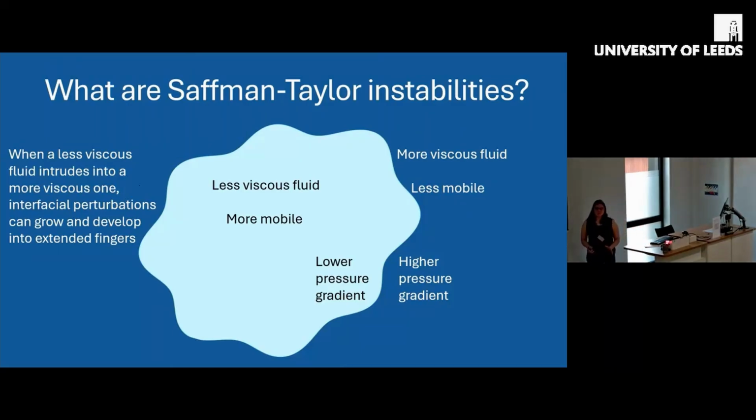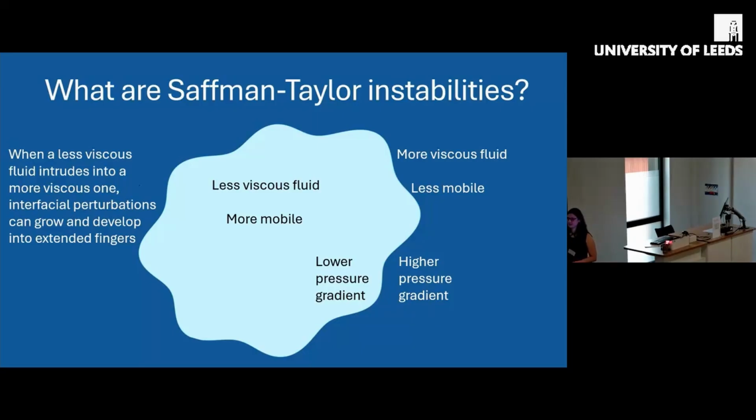So I'm going to start off very simply. I know that a lot of people in the audience perhaps also work in turbulent flows and high Reynolds numbers. So just in case anyone's forgotten about what happens at low Reynolds numbers, I'm just going to explain what we're looking at in this talk very briefly. So we're looking at things that are called Saffman-Taylor instabilities, which are these finger-like instabilities that occur when you have a less viscous fluid intruding into a more viscous one.